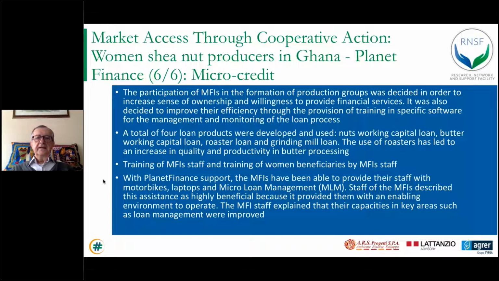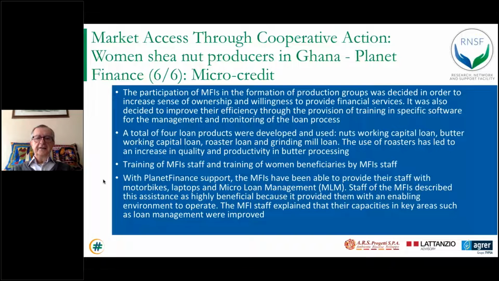It was also decided to improve their efficiency through the provision of training in specific software for the management of the loan process. A total of 4 loan products were developed: nuts working capital loan, butter working capital loan, roaster loan, and grinding mill loan. The use of roasters has led to an increase in quality and productivity in butter processing. So MFI staff were trained, and they themselves train women beneficiaries.